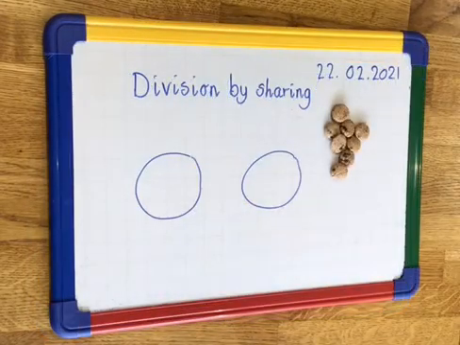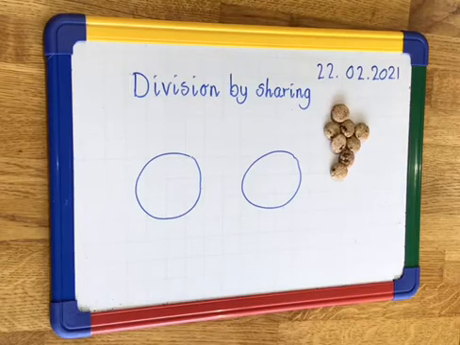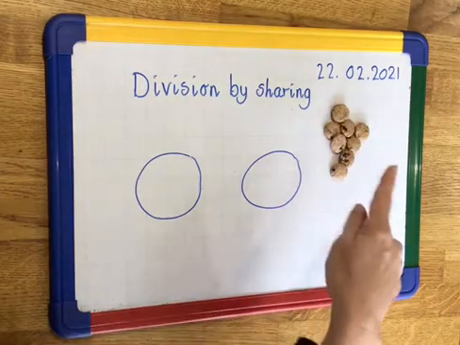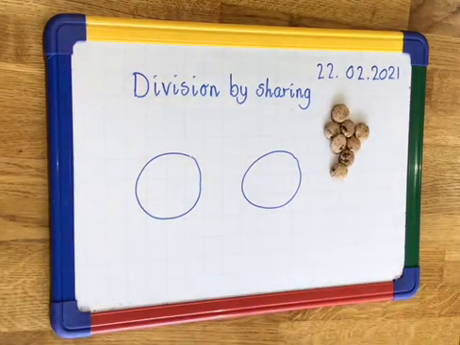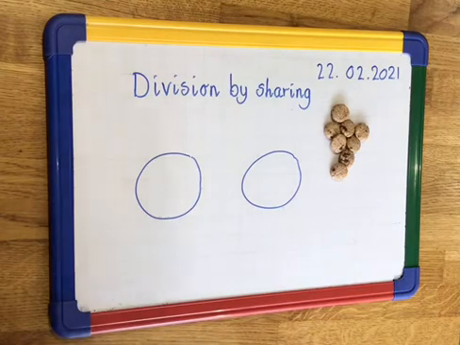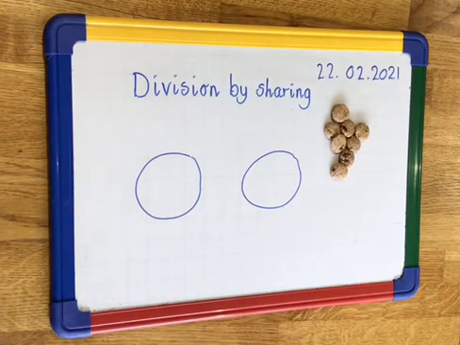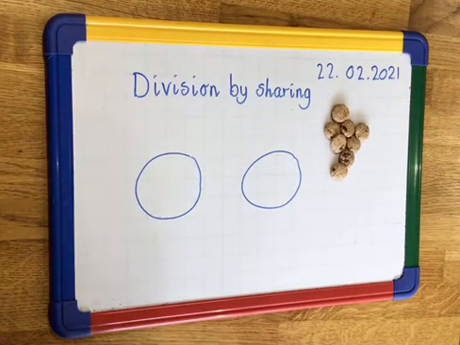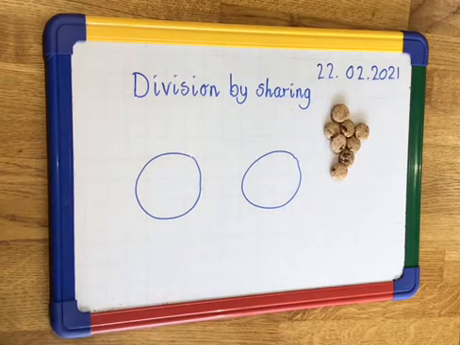So let's begin by exploring what we mean by sharing. I want you to have a look at this. Imagine these are cakes, the pictures of cakes in the PDF file, and I want to share these cakes equally between the 2 plates. I've just drawn 2 circles. You can do the same, or you can just have 2 piles. So what am I going to do? Talk to your grown-up and pause the video for a moment.